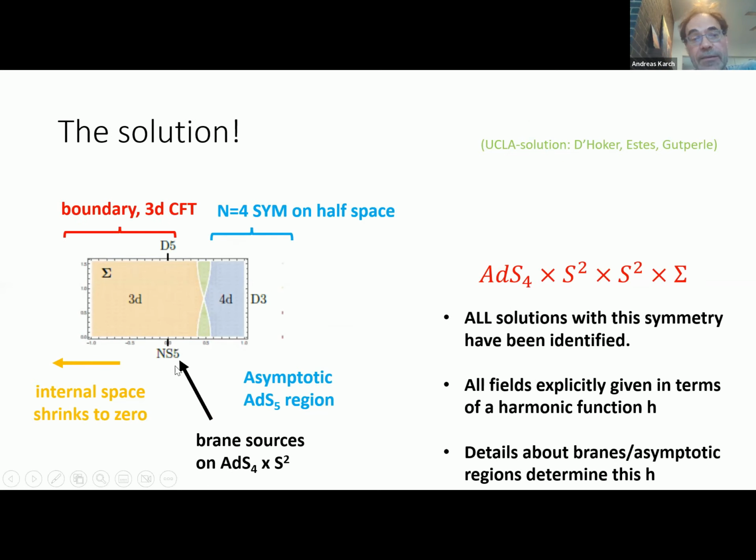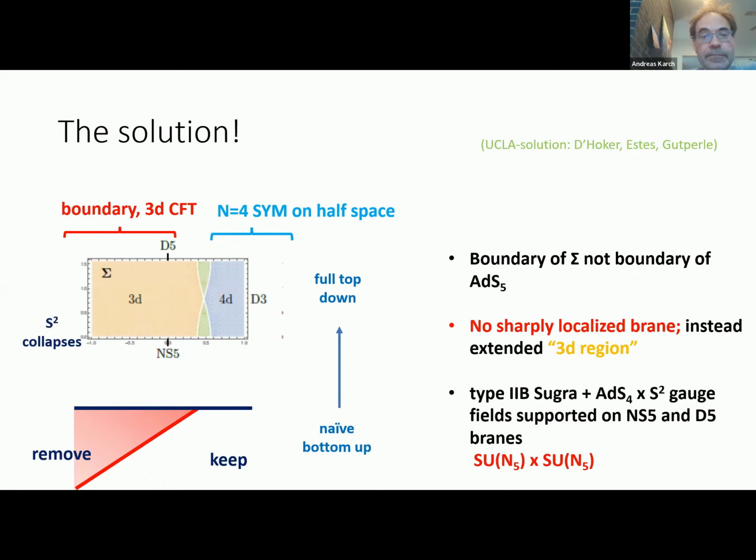There are some singularities on the boundary of the strip, and these singularities encode sources. They have to be D5 branes and NS5 branes sitting around. So supergravity breaks down near those sources, but we know exactly what's happening there. We have just a standard brane description of the source sitting there.